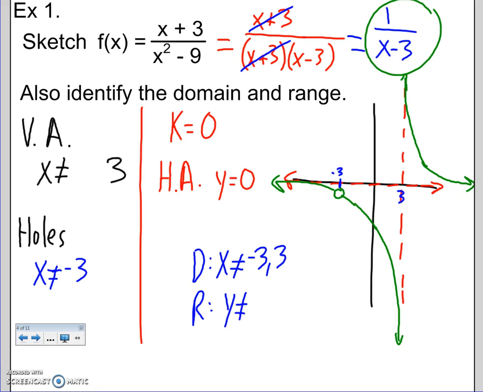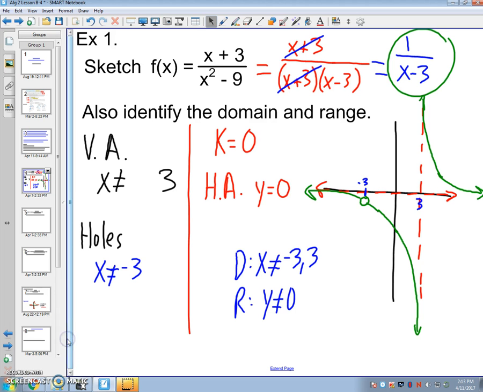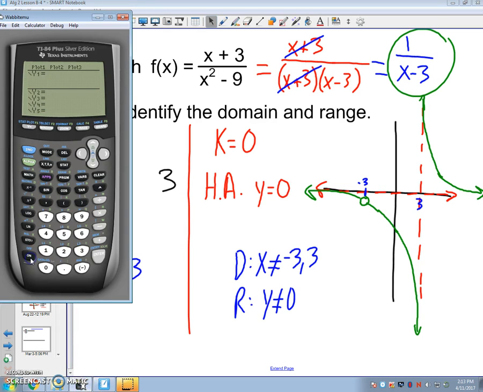Y cannot be 0. Let me show you what this calculator graphs this like. So if I go alpha y equals x plus 3 on top, x squared minus 9 on bottom, you'll see that it's graphing like that. If I try to trace, let's see, trace -3, it'll give me a blank for y. So let me zoom in. Maybe I can see a little better. Let me graph this, and I'll zoom in a second. Zoom in is 2.